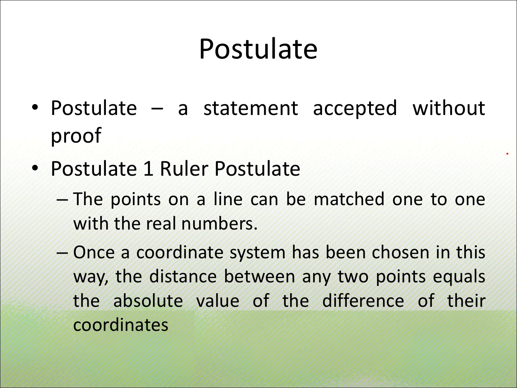So our very first postulate that we're going to learn about in this textbook is called the ruler postulate. And it states that the points on a line can be matched 1-to-1 with real numbers. So once you either create a coordinate system or a number line, the distance between any 2 points equals the absolute value of the difference of their coordinates. And this part that was right here is what we just saw on the previous slide.